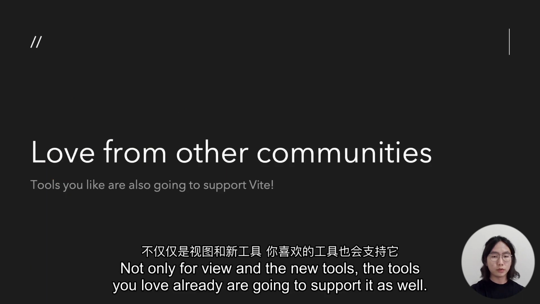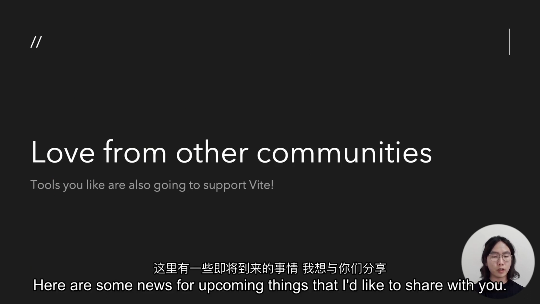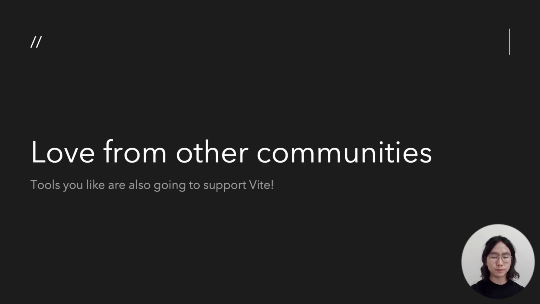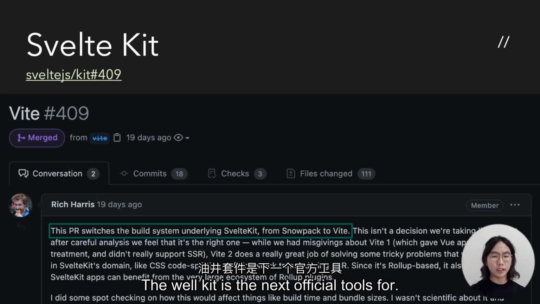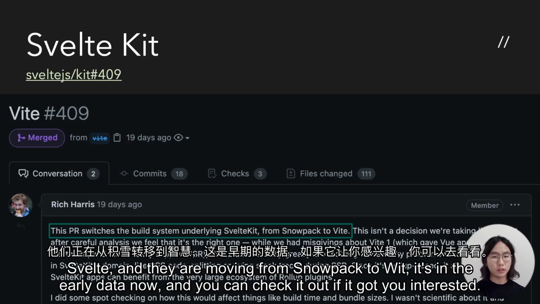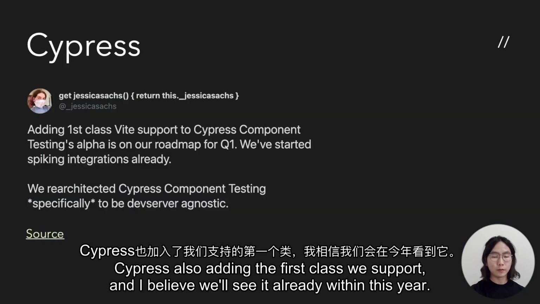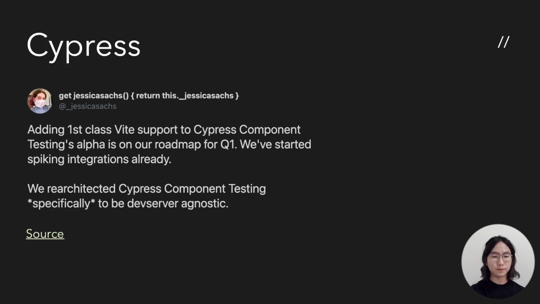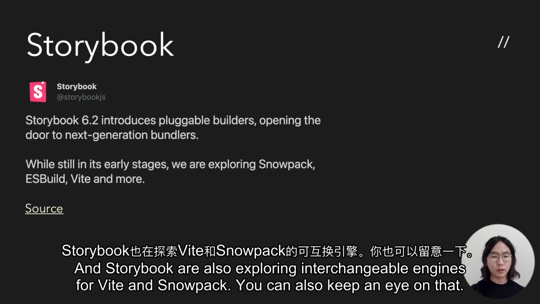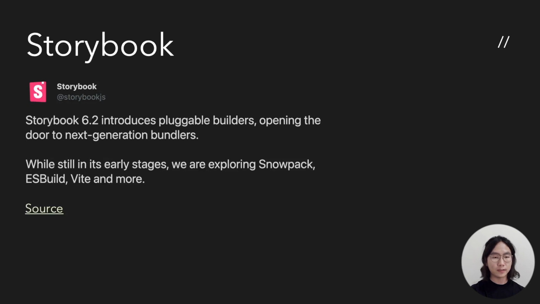Not only for Vue and the new tools, the tools you love already are going to support Vite as well. Here is some news about upcoming things that I'd like to share with you. SvelteKit is the next official tool for Svelte, and they are moving from Snowpack to Vite. It's in early beta now, and you can check it out if it got you interested. Cypress is also adding first class Vite support, and I believe we'll see it within this year. And Storybook is also exploring interchangeable engines for Vite and Snowpack. You can also keep an eye on that.